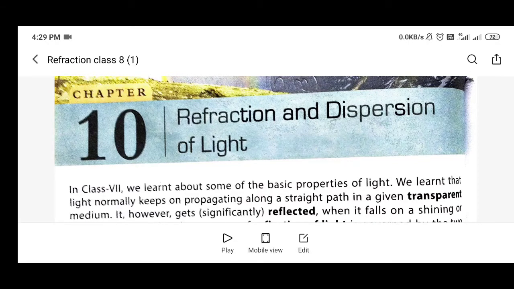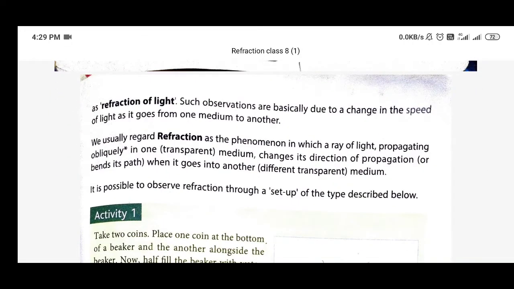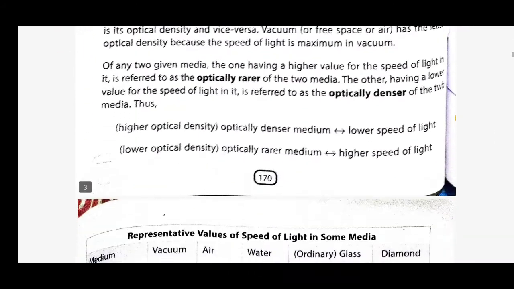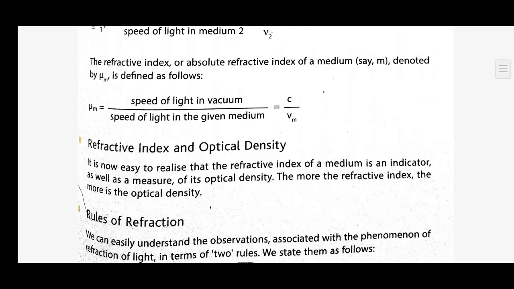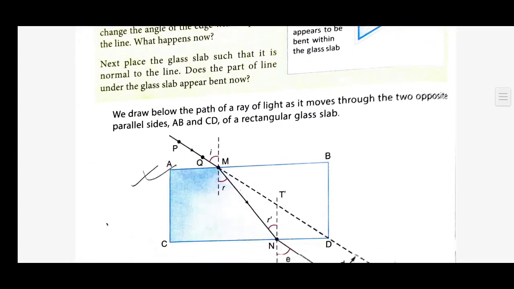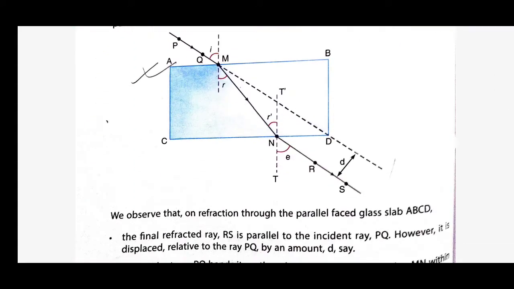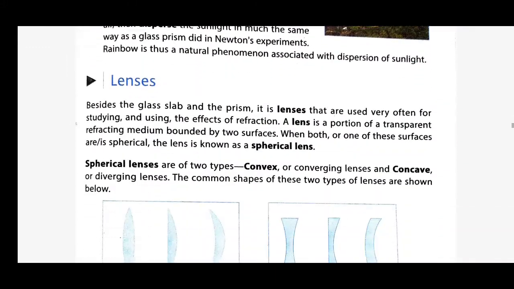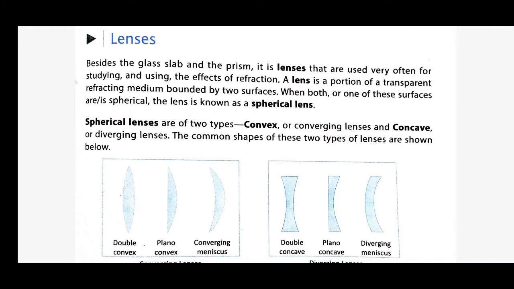In this chapter, we have already discussed the phenomena of refraction, cause of refraction, refractive indices, and the dispersion of light together with rainbow. We have also discussed the refraction through the rectangular glass slab and so on. Now, as I told in the previous class, in the next class we have to discuss the lenses.